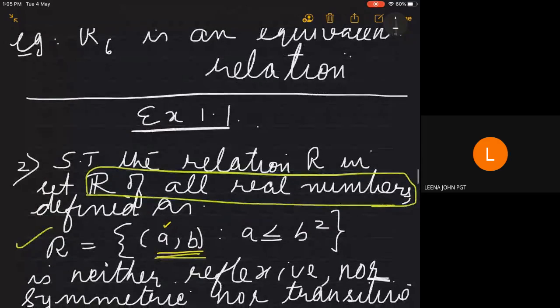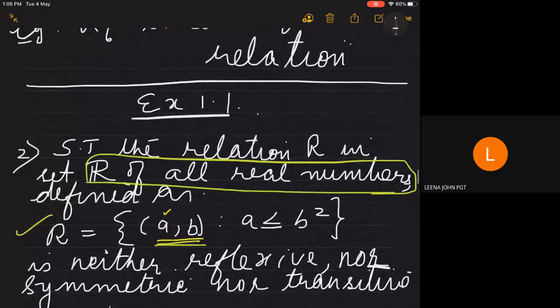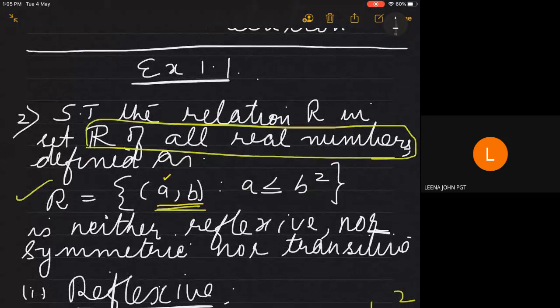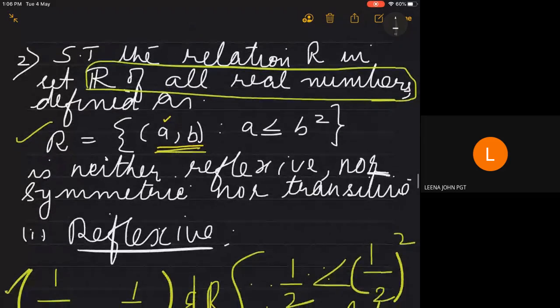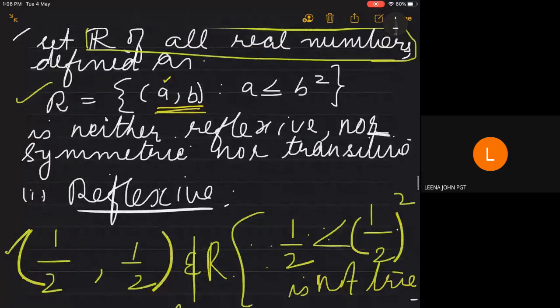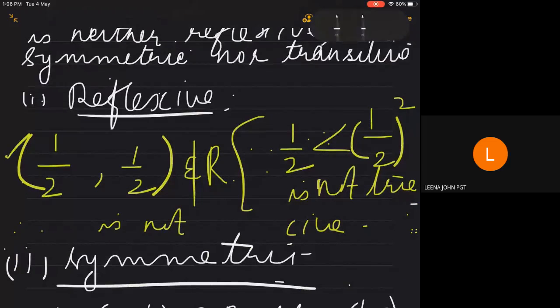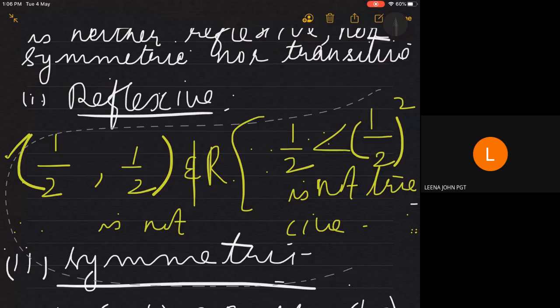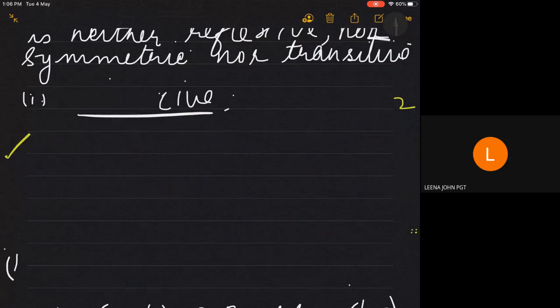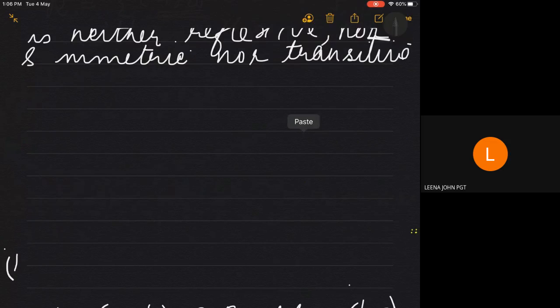Exercise 1.1. Show that the relation R in the set R of all real numbers, defined as R equal to the set of all (a, b) such that a is less than or equal to b squared, is neither reflexive nor symmetric nor transitive. To check whether it is reflexive or not, you have to go to the basic definition of reflexivity.